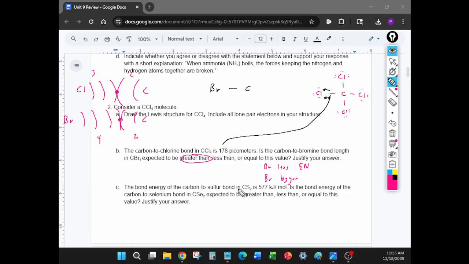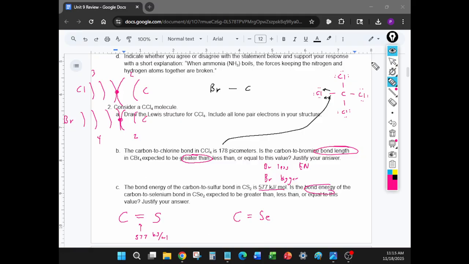So the carbon-sulfur bond, it tells you the bond enthalpy now. So now they're going from length. This question was talking about bond length, and now it's talking about bond energy. Okay, so we need to keep that correlation in mind. It tells you carbon-sulfur is 575 kilojoules. So this is going to be a double bond. It's telling you that it is 577 kilojoules per mole to break it. And then it tells you the carbon-selenium bond, and it's basically asking, is it greater, less than, or equal to?